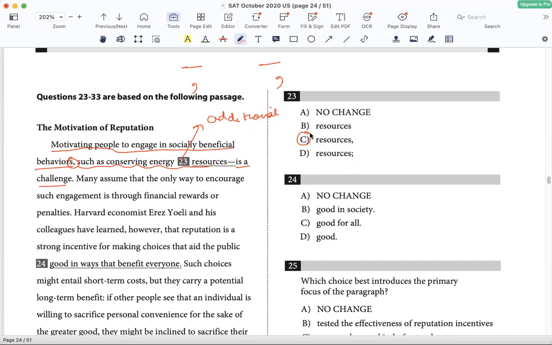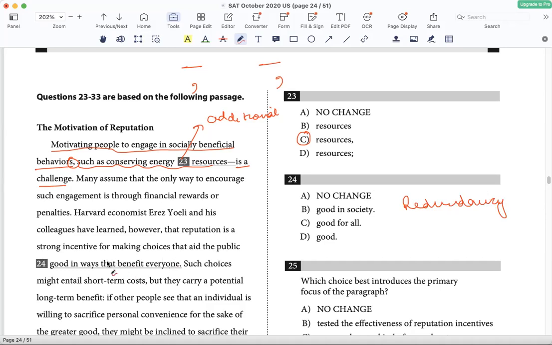Many assume that the only way to encourage such engagement is through financial rewards or penalties. Harvard economist Erez Yuli and his colleagues have learned, however, that reputation is a strong incentive for making choices that aid the public good in ways that benefit everyone. Now, this is a redundancy question. Redundancy means the use of more words than are necessary, the use of repetitive information.